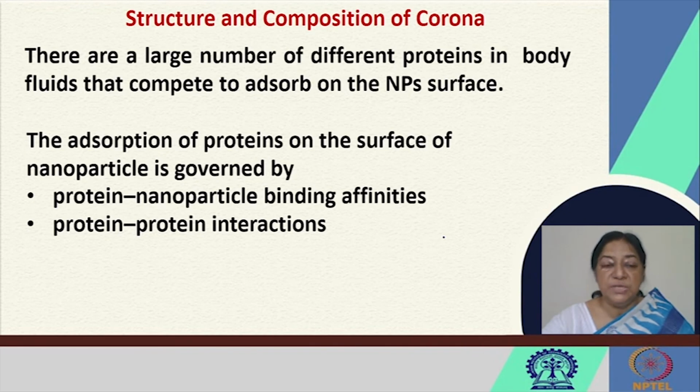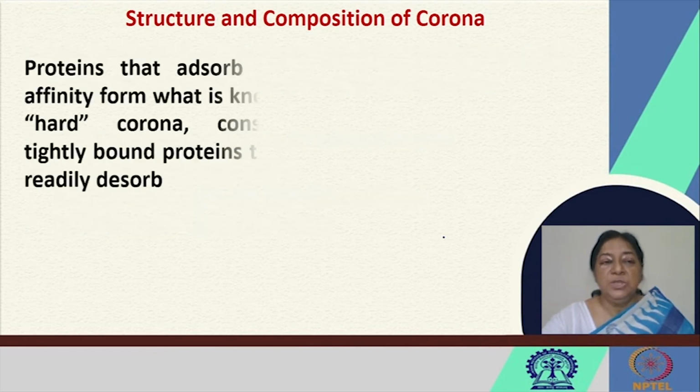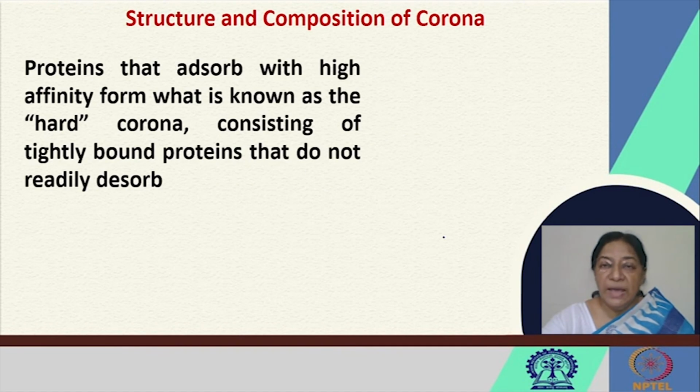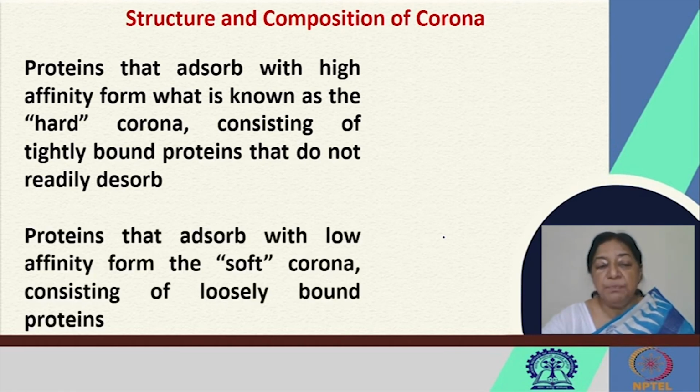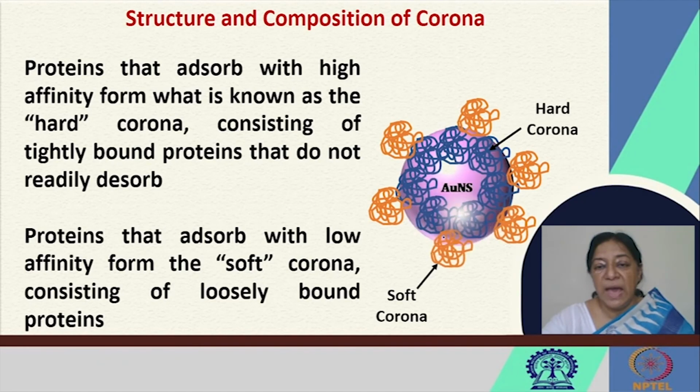and protein-protein interactions. The proteins that adsorb with high affinity form what is called the hard corona, consisting of tightly bound proteins that do not readily desorb from the surface, and the proteins that adsorb with low affinity form what is called the soft corona, that are loosely bound. So we have a hard corona. If we look at a gold nanosphere, we have a hard corona where we have the proteins that are tightly bound to the surface because of their high affinity.